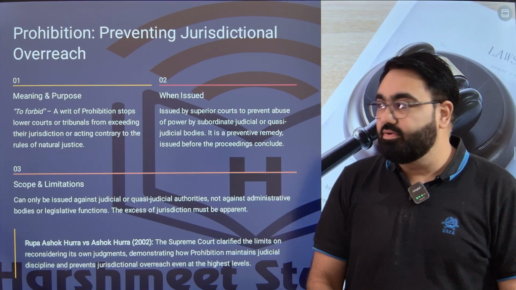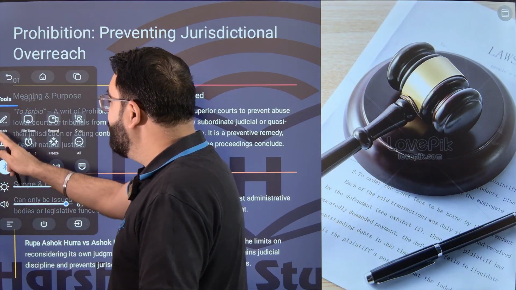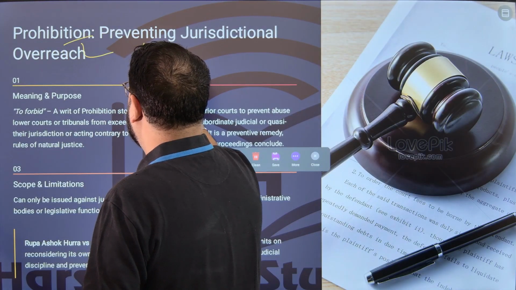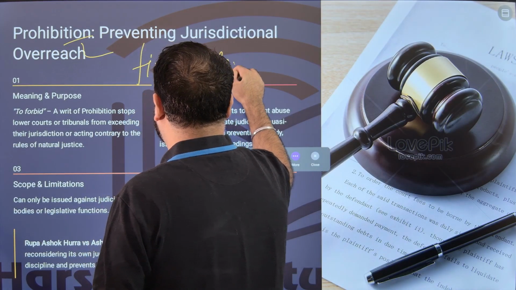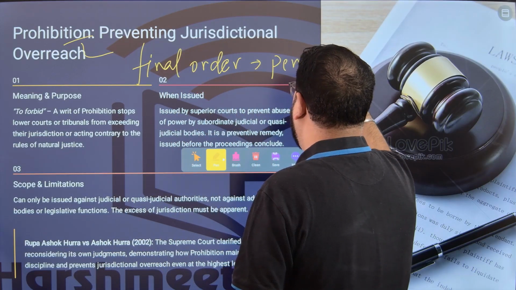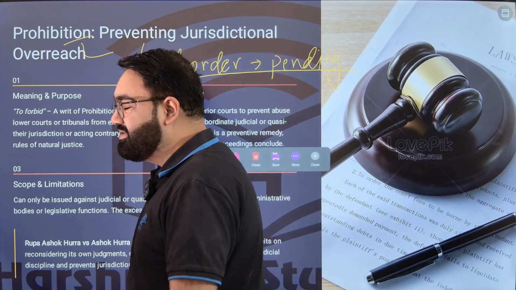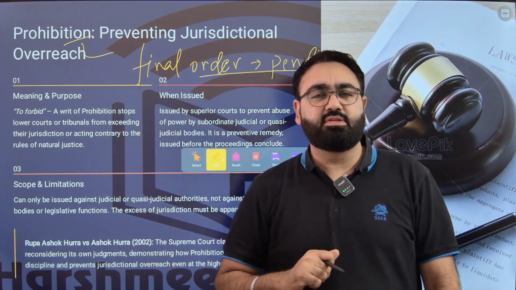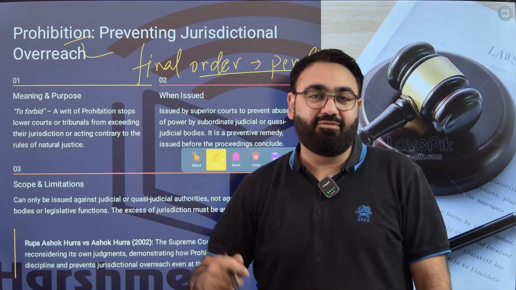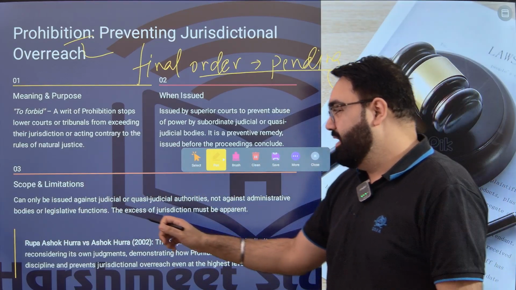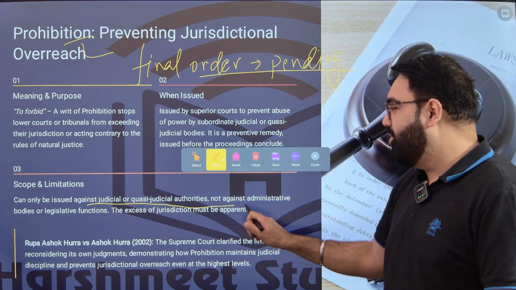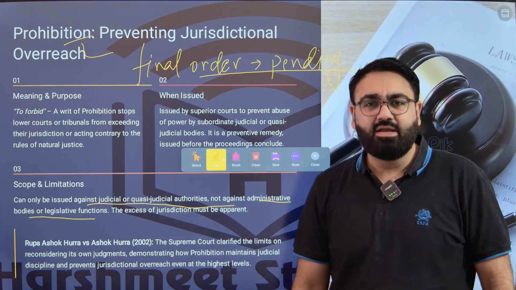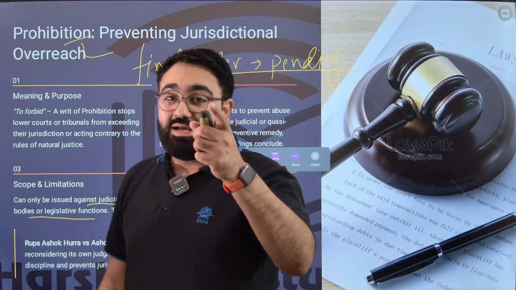Now, what is the difference between the two? Prohibition is used when the final order has not been given. That is, the final order is still pending. This is when the lower court is told to pause and transfer the case to the appropriate court so that they can take it forward. This is the idea of prohibition. It can only be issued against judicial or quasi-judicial bodies and not against administrative or legislative bodies. It means the court cannot issue it against the parliament.